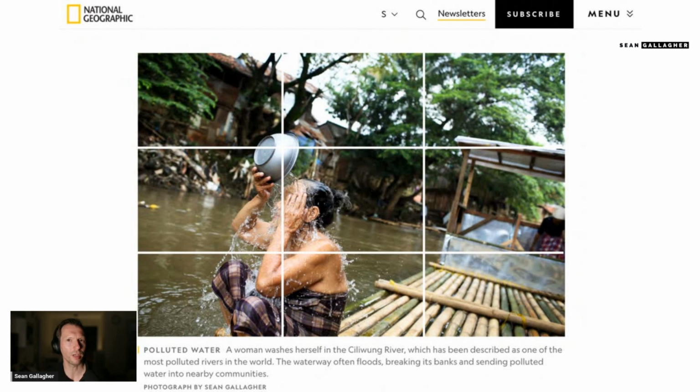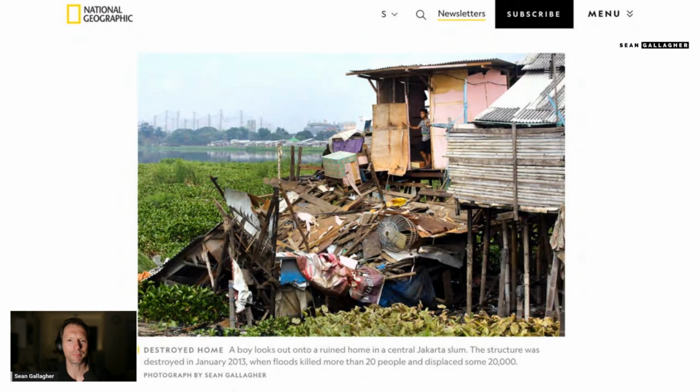I caught this great moment as she pours the water onto her head. But for me, the right side could do with something else. It could do with a little bit more work. If I shot it again, I would probably wait a little bit longer and see if I could get lucky and get something on the opposite side of the frame.